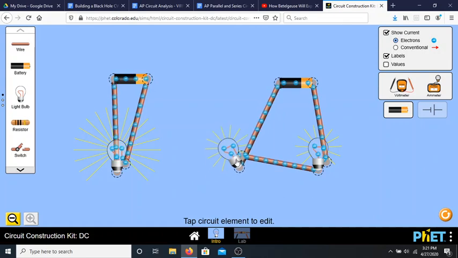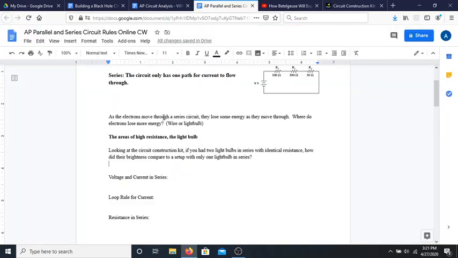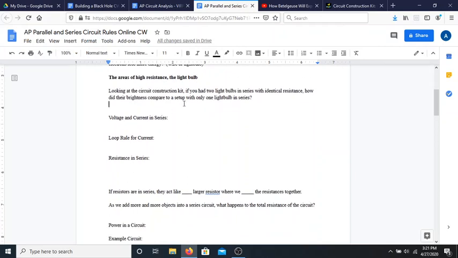If I put multiple things in series, basically less energy is dropped off at each light bulb. And we're going to talk about in a second why that is, because there's a very specific rule that electrons have to follow when they're going through a series. If I added 3 light bulbs or 4 light bulbs, we'd see that the brightness would keep getting smaller. So once again, how do they compare? The 2 light bulbs were less bright than 1 light bulb.